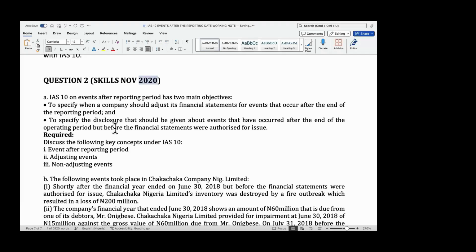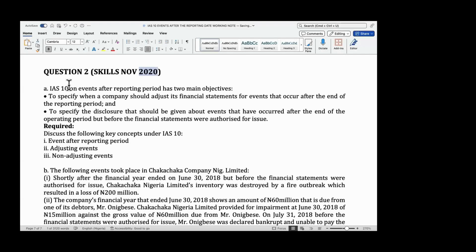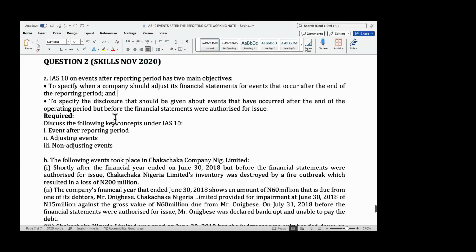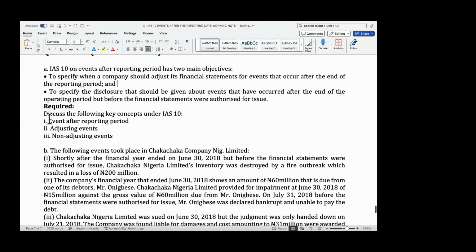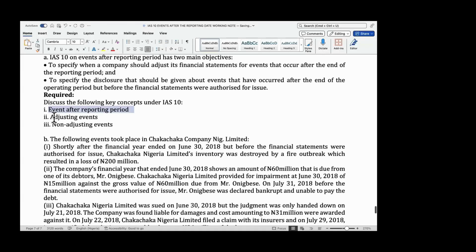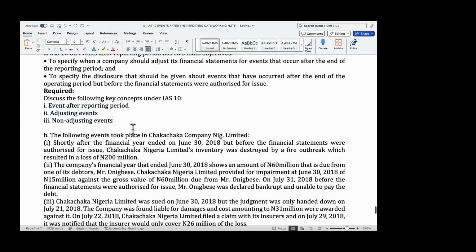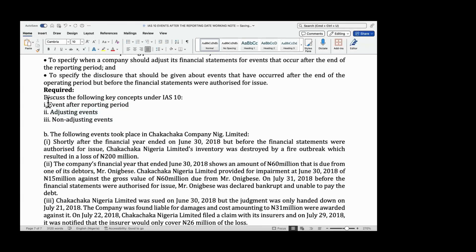So this is an ICAN question. They say that IAS 10 on events after the reporting period has two main objectives: to specify when an entity should adjust the financial statements for events that occur after the year end, and to specify disclosures that should be given about events that occur after the year end. Required, discuss the following: events after the reporting date, adjusting events, non-adjusting events. Without copying any notes, can anyone tell me what is an event after the reporting date?